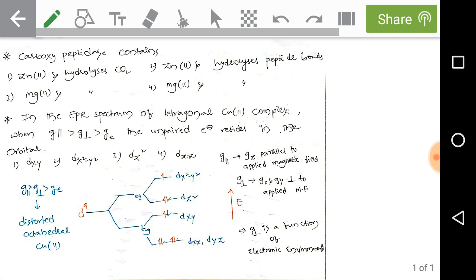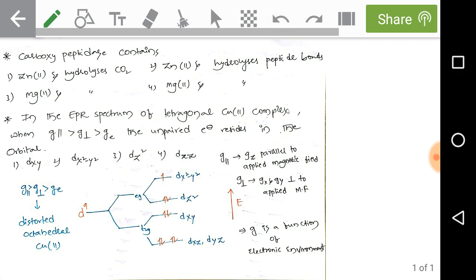Okay, right, and by observing this, g parallel is greater than g perpendicular. That means electron density is more along the z axis, so we can simply say dz square has the highest electron density. That's why 2 electrons must be filled in dz square, and then 1 electron should be in dx square minus y square. So this analysis is enough to find the correct answer for the given problem, where the 1 electron is in dx square minus y square.